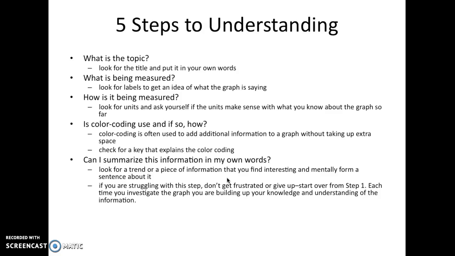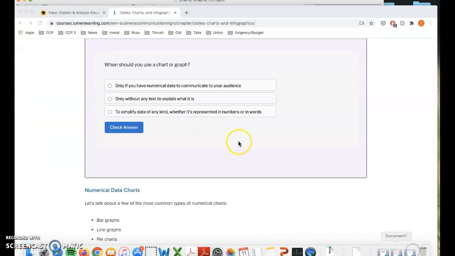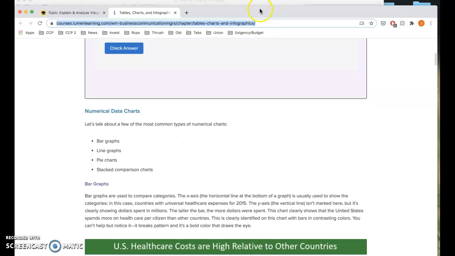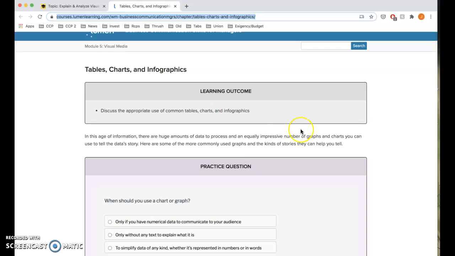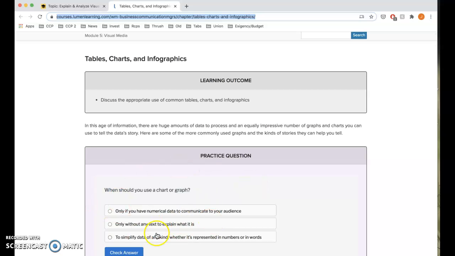Okay, so let's take a look at a couple of sample charts and tables and graphs. Let me pull this up a little bit. Okay, I'm going to give you a link in the module to this week, and I do want you to read through this carefully. I'm going to go through it a little more quickly to give you an overview of it. And do the practice question.